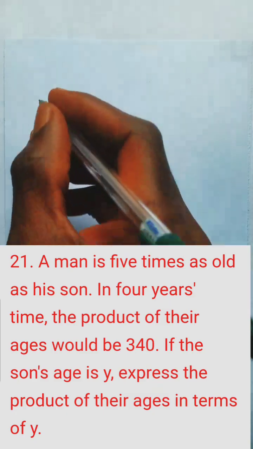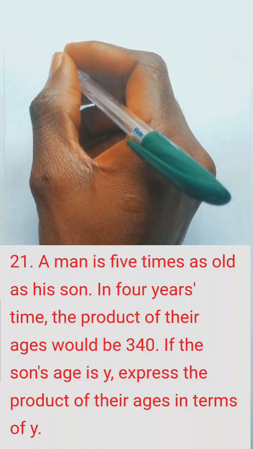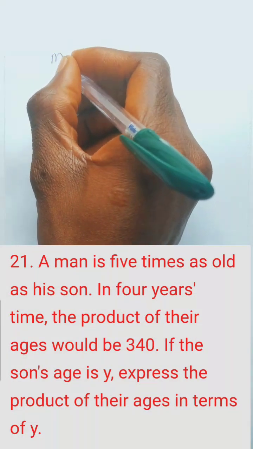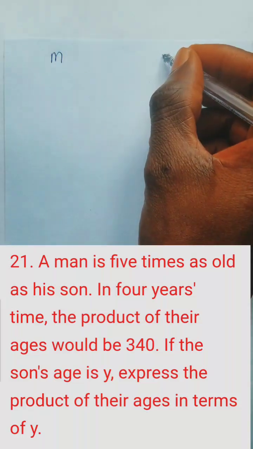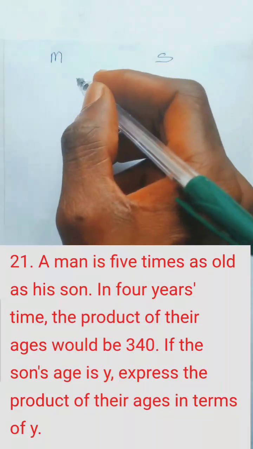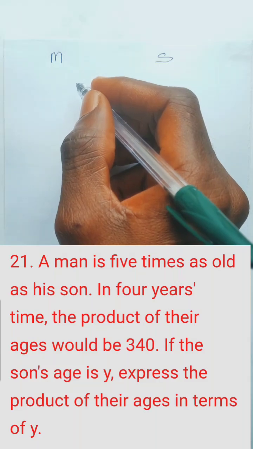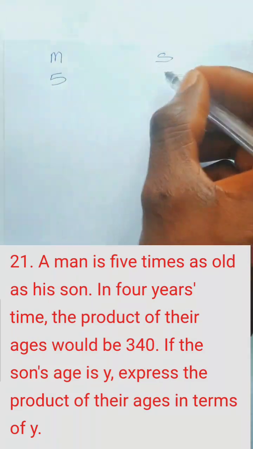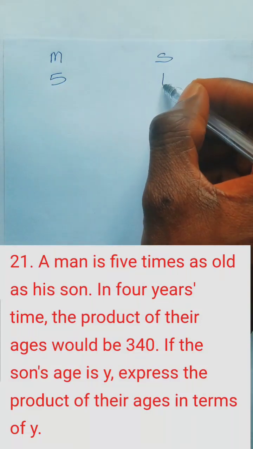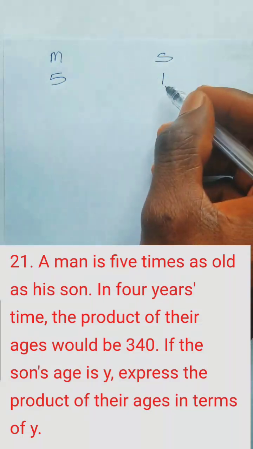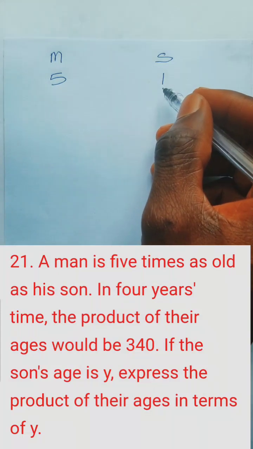So let's begin by creating a picture in the mind of what we can see. This is a man's age, let's call it M, and this is a son's age, let's call it S. But we are told that a man is 5 times as old as his son. So it means 5 times the son's age. The son's age is 1, the man's age is 5 times. I like beginning with 1. 1 helps us do a whole lot of things.